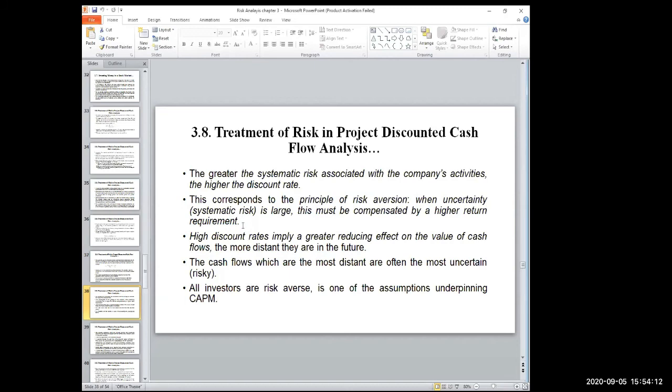So this corresponds to the principle of risk aversion. A risk averse person always demands higher return, right? A risk averse person or a risk averse business always expects higher return from their investment. So high discount rates imply a greater reducing effect on the value of cash flows. Very important. In the cash flow calculation, cash flow is divided by 1 plus R.